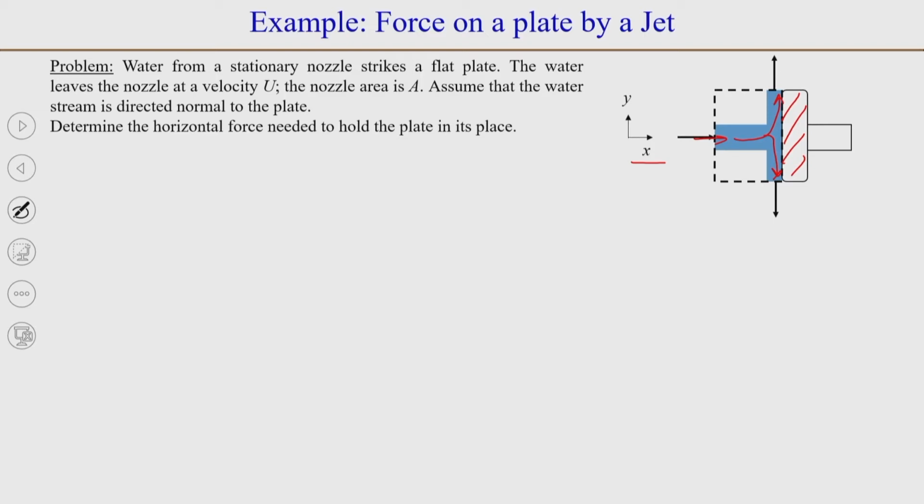Now, we have been given the velocity. The jet comes with a velocity u, and the area of this nozzle from which the jet comes out, the jet area, is A.